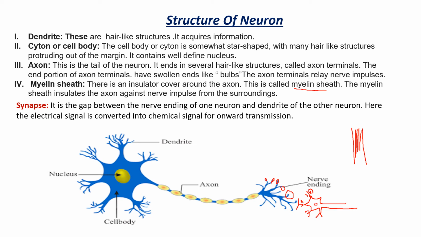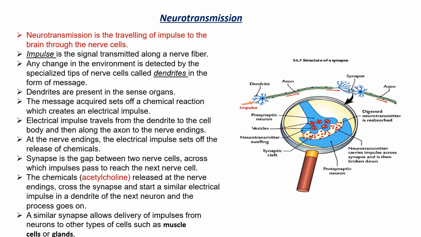Here the electrical signals are converted into chemical signals. The impulse is nothing but an electrical signal. It is immediately converted to a chemical signal so that it can pass to the other nerve cell through the dendrites. These chemical signals are acetylcholine.